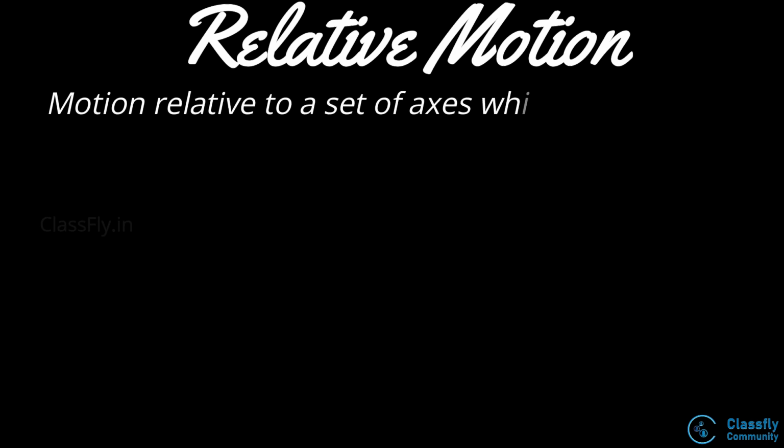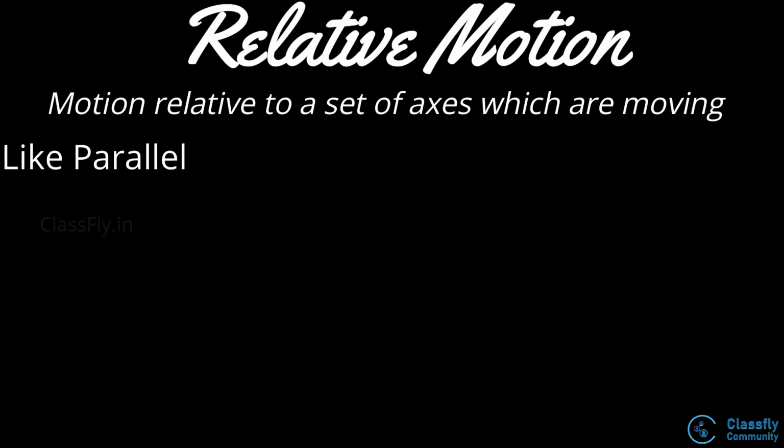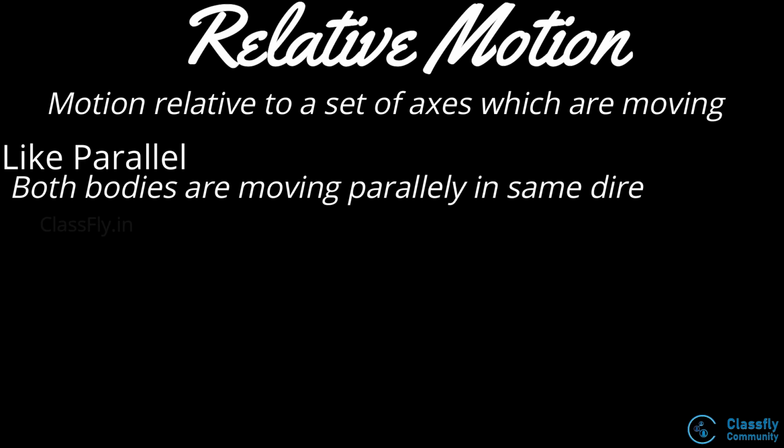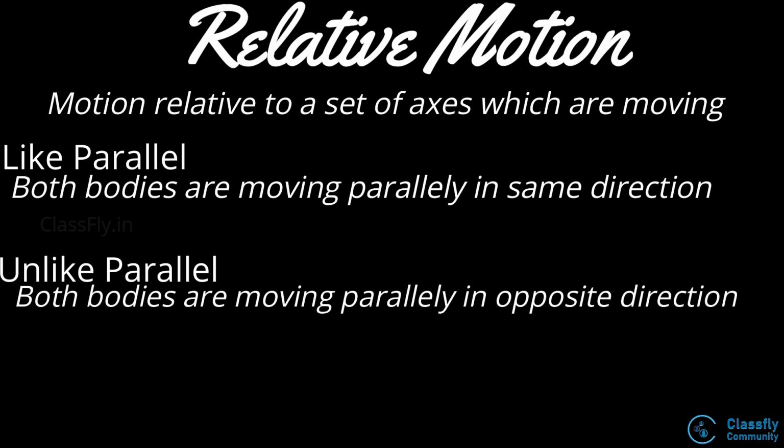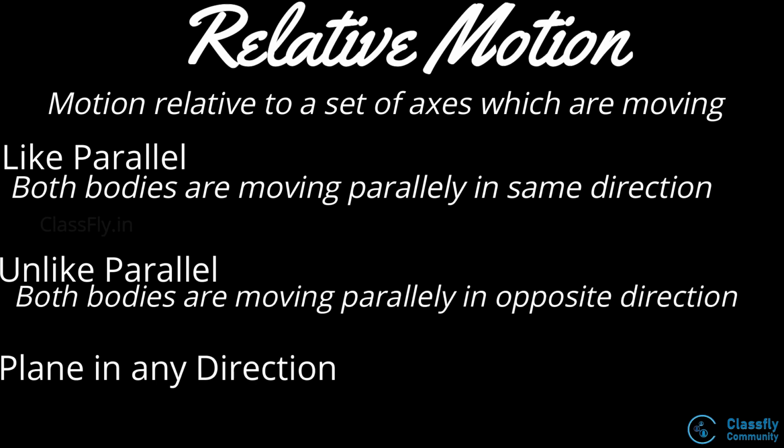We then moved on to the concept of relative motion. Well, the motion which is relative to a set of axes which are moving is called as relative motion. Relative motion can be like parallel motion, in which both the bodies are moving in the same direction and are parallel; can be parallel unlike, where both the bodies are moving parallelly but in the opposite direction; and also motion can be in a plane where the bodies are moving in different directions.